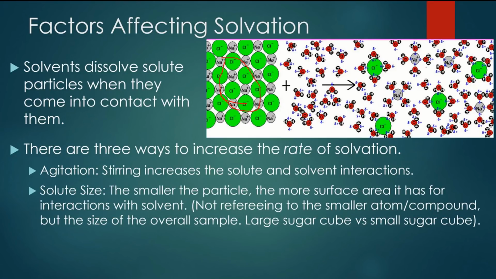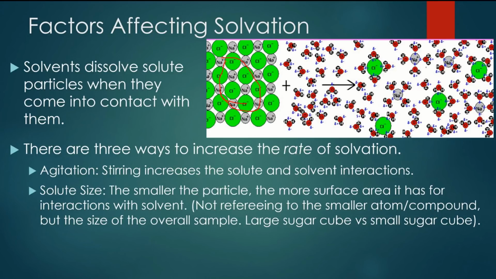The second way is to decrease your solute size. You can increase how fast it will dissolve by decreasing the size. Perhaps you remember from biology, the reason why cells do not grow infinitely large is because of their surface area to volume ratio. So if you make a particle smaller and smaller and smaller, you're going to get a greater surface area and a smaller volume, and that makes for more interactions with the water molecules.